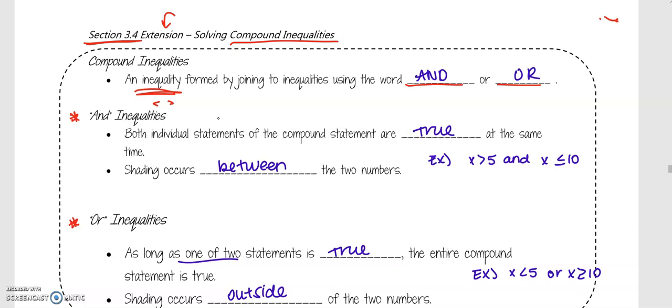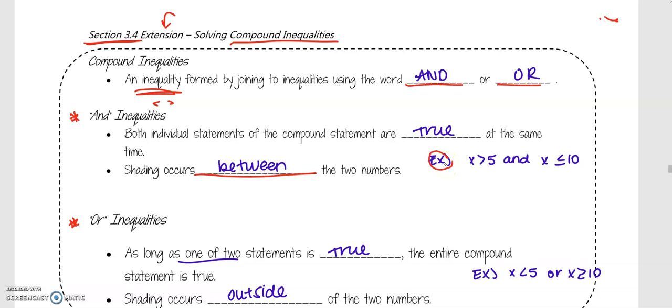So an "and" inequality says both individual statements of the compound statement are true. It's like it's raining and it's cloudy. Both of those are happening at the same time. So when we graph it, the shading happens between the two numbers.